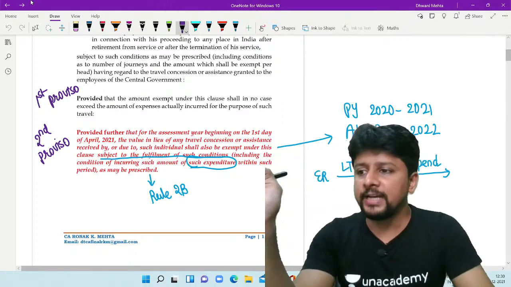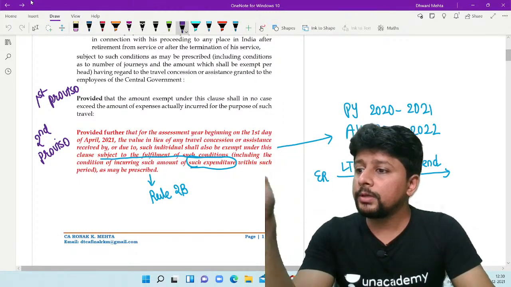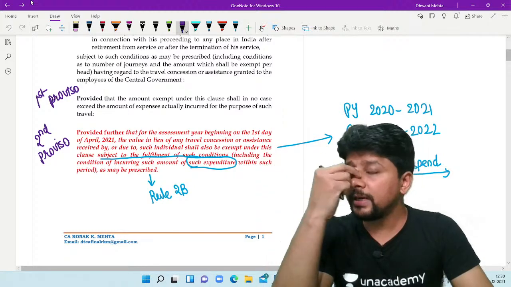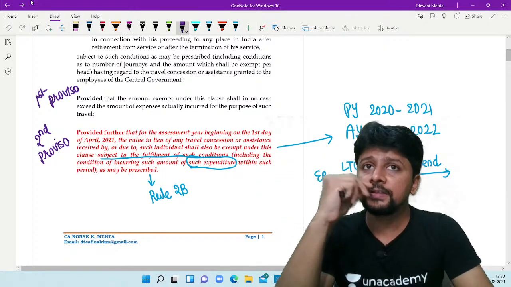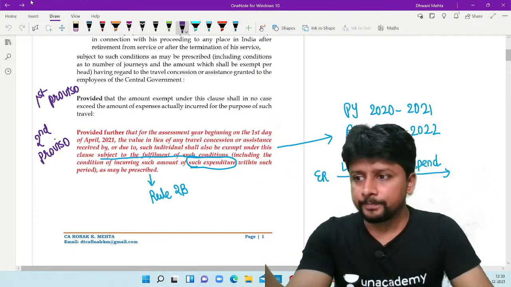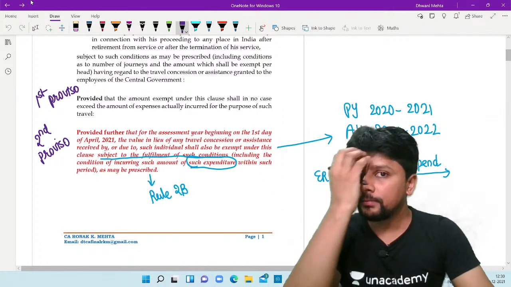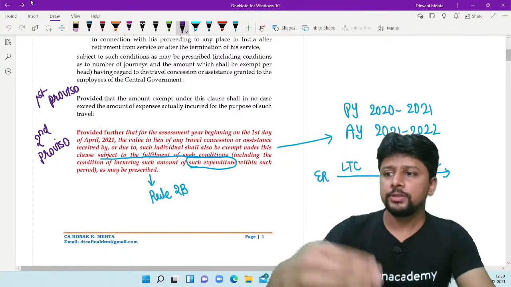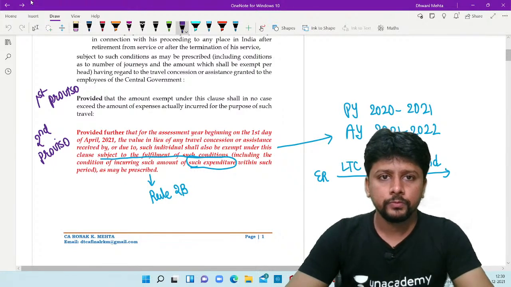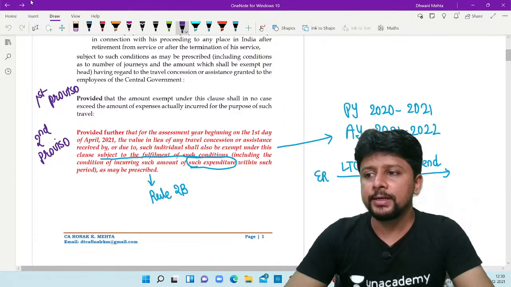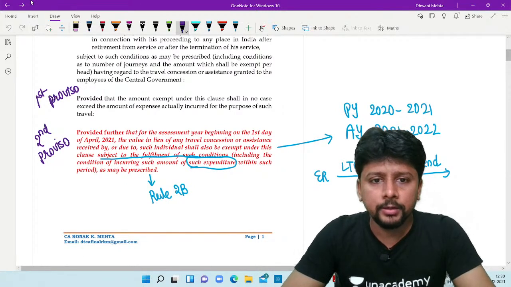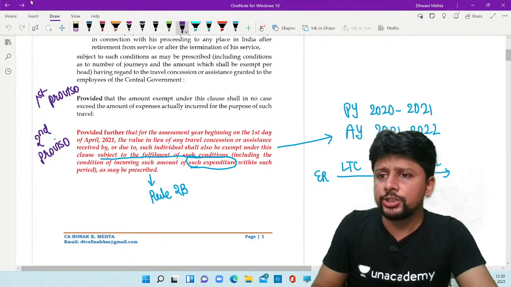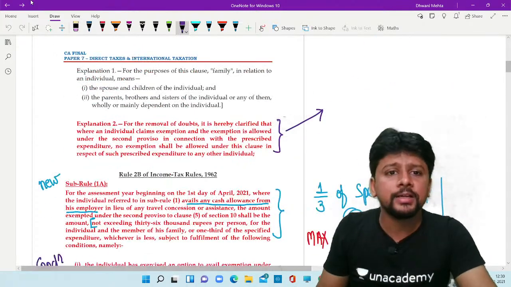Like in the head of salaries, exemption is allowed for 2 children, beta. But Punanjay, that 2 children is when you travel, when you are doing the traveling. So here, you are not doing any traveling, na? You're just incurring the expense. So that 2 children restriction, I don't think will be applicable here. That restriction is applicable only if you incur the traveling cost.